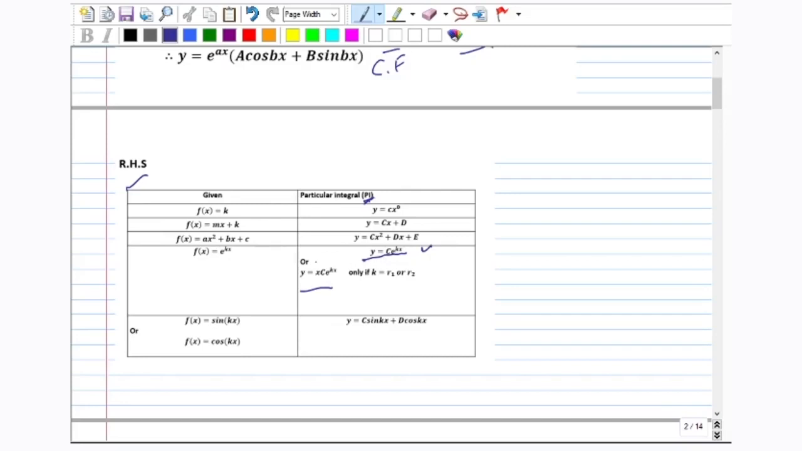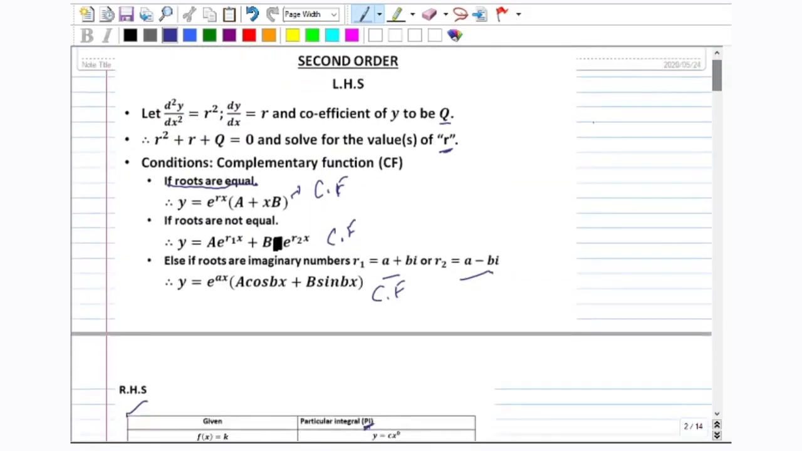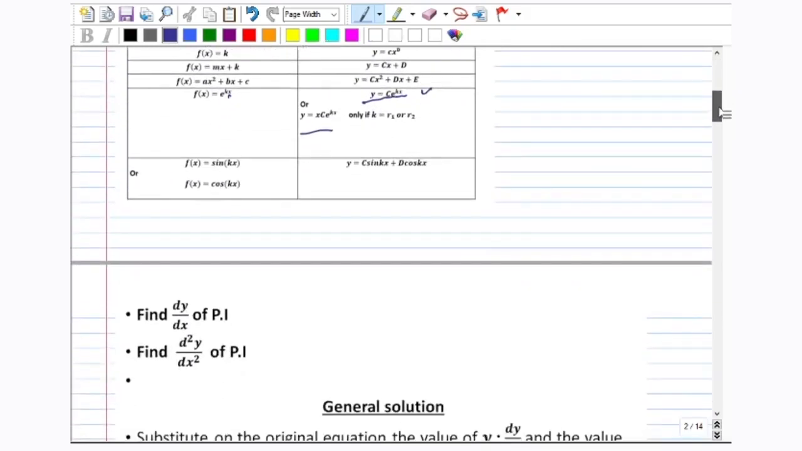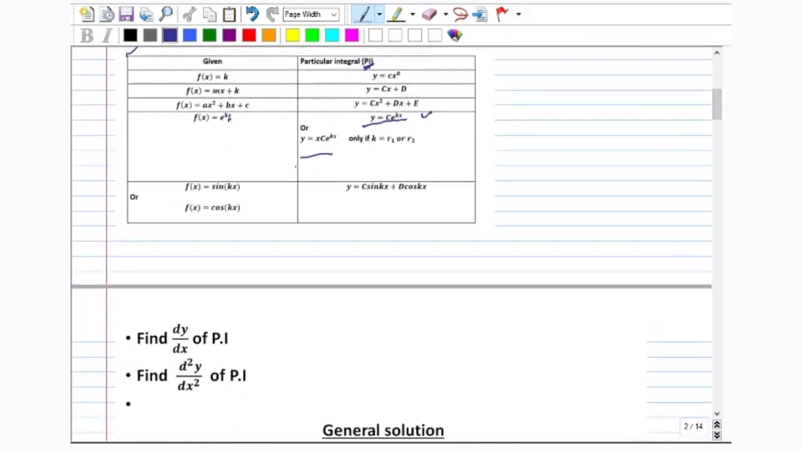So this is the first one that you will check. But you will only use this if the value of k here is not the same as any value of r where we are calculating here. If it happens that the value of k and the value of r are equal, then you use this one, which is y equal to x c e to the exponent kx.